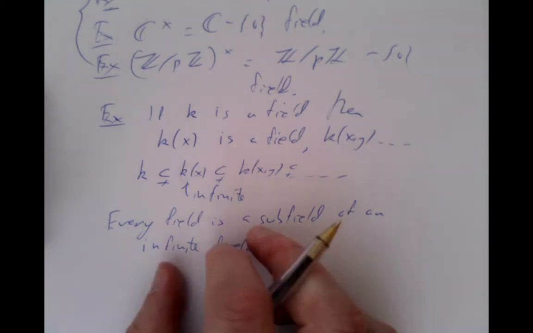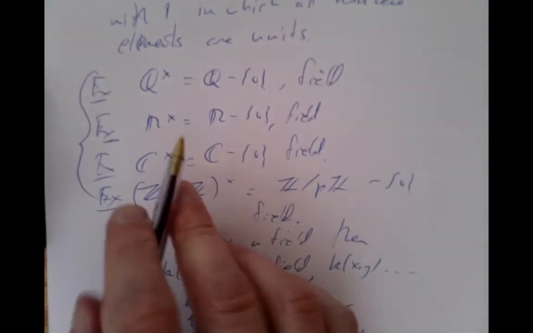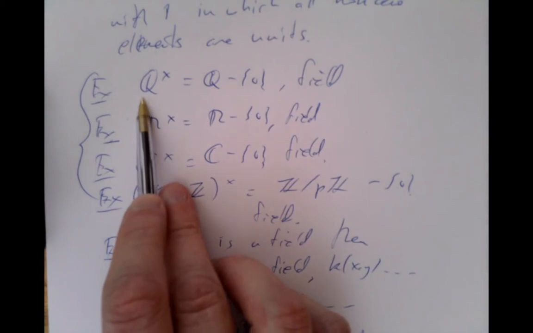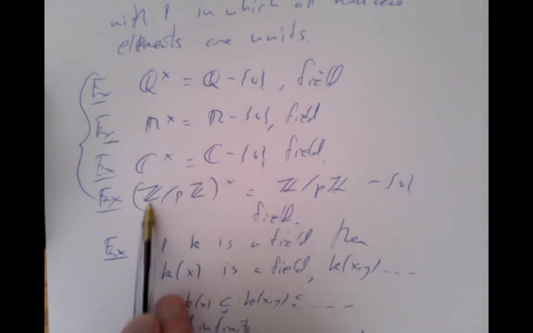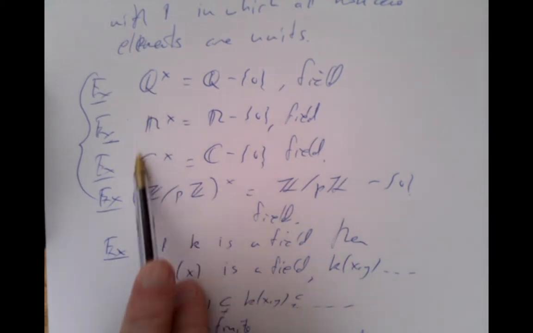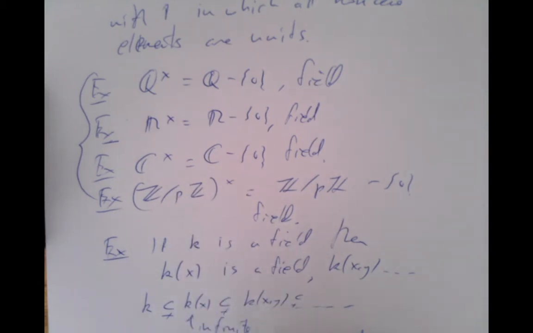Some fields are very different from others. Among our fields, we can see that these ones are all somewhat similar, but this one's very, very different. After all, these all sit inside one another, but this is very different. So the remainders mod P, mod a prime, are a very different kind of field.